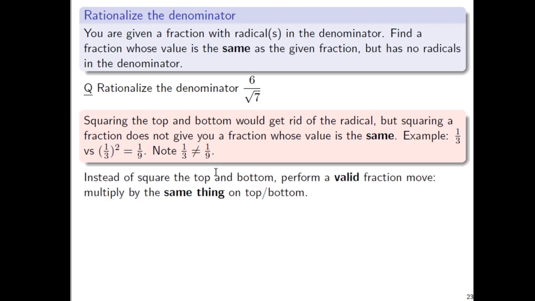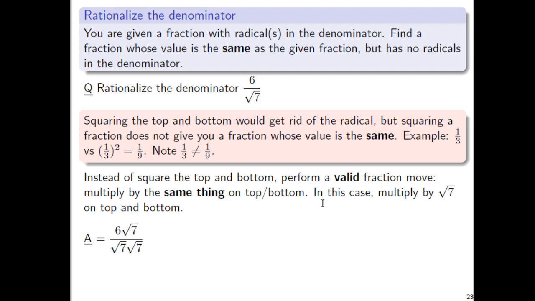So instead of trying to square the top and the bottom, let's perform a valid fraction move. We should multiply by the same thing on top and bottom. That's a different concept, right? One idea is to try to square the top and bottom, but that's made up. That might get rid of the radical, but just not in a valid way. The valid thing to do in a fraction would be to multiply the same thing on top and bottom. So in this case, let's multiply by root 7 on top and bottom.